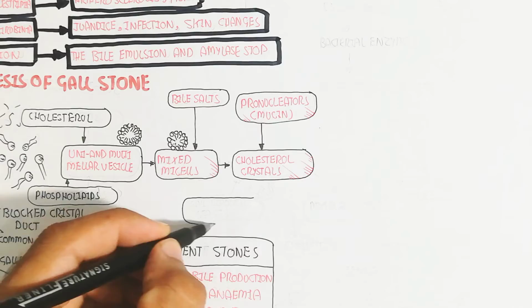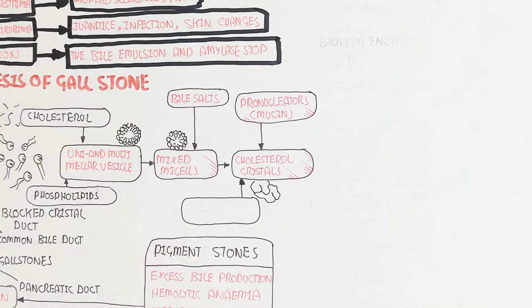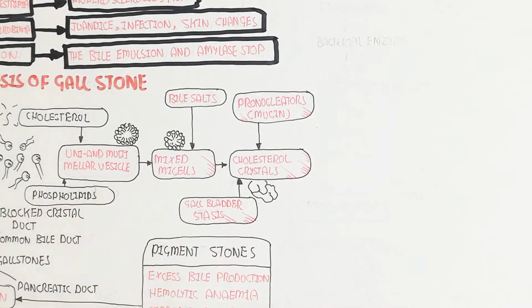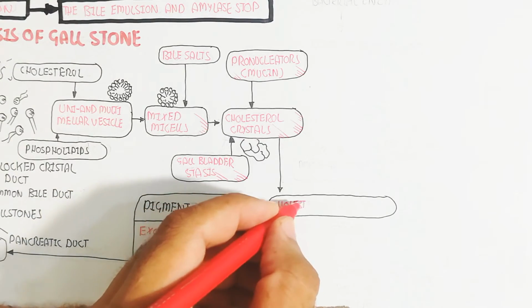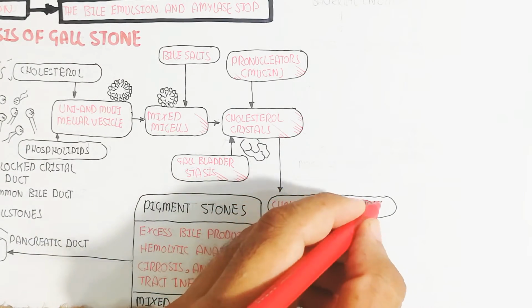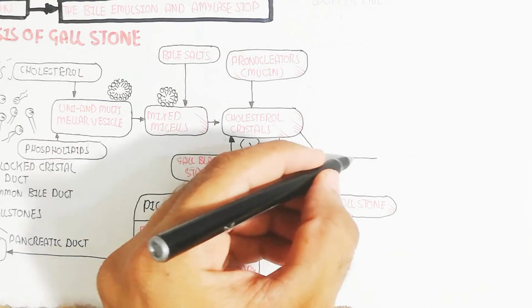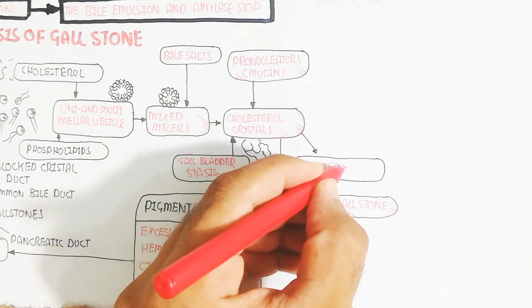So these are the cholesterol crystals, which convert into the cholesterol gallstone, and on the other hand here is the gallbladder stasis, which will trigger the cholesterol crystal. In this way you can see the cholesterol gallstone formation from the cholesterol crystals, which was the precursor of the cholesterol gallstone.